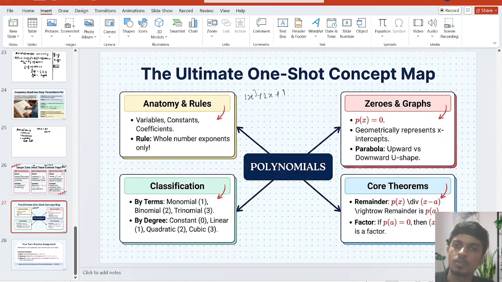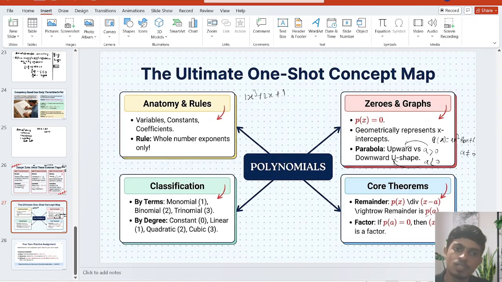If p(x) equals 0, it geometrically represents the x-axis intercept. Parabola upward versus downward: if p(x) is a quadratic polynomial ax square plus bx plus c, where a is not equal to 0. If a is greater than 0, then it is an upward parabola, and if a is less than 0, then it is a downward parabola. Okay, and the core theorem is that if p(x) is divisible by x minus a, then what is the remainder? Then the remainder is just p(a). Factor theorem: if p(a) equals 0, then x minus a is a factor. Okay, both are the remainder and factor theorems.